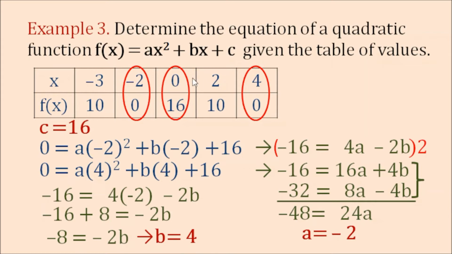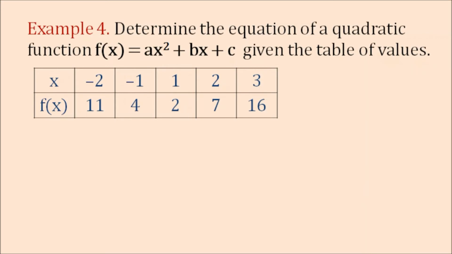Now, this a is negative 2. This b is 4. And this c is 16. So our equation is f of x equals negative 2x squared plus 4x plus 16.